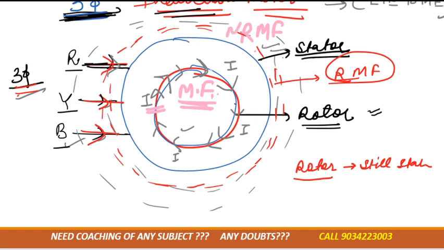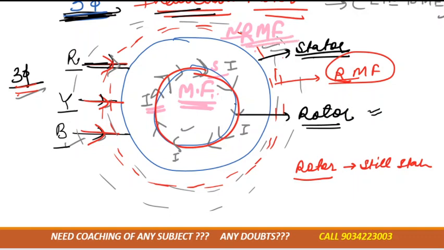Suppose here a north pole is generated and here a south pole is generated. So will these two attract each other or not? Tell me. Will these two magnetic fields interact with each other?